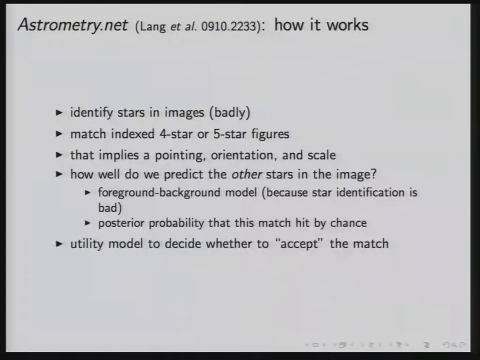Once you've matched this 4-star figure, that implies a pointing of the image and an orientation and a scale for the image, because that's what that quadrangle specifies. And then we ask, how well do we predict the other stars in the image? This is a foreground-background model. Why? Because the star identification is bad. There are stars in our image that don't exist in the catalog, and stars in the catalog that don't exist in our image, and both have been badly processed. So we don't believe either source of data completely, so we have a mixture model: there are stars everywhere that we don't care about, and then there are some matching stars. And then we use a utility model to accept or reject.